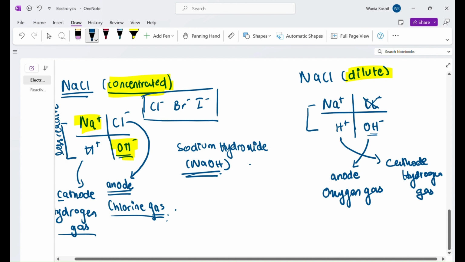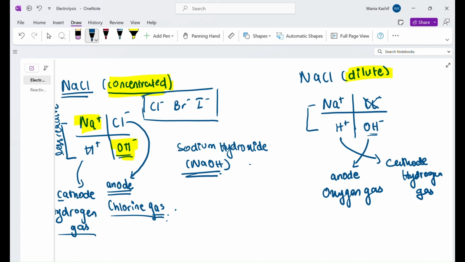This is basically the only distinction that you're going to have to work with between concentrated and dilute. In concentrated, your halides are taking part in the reaction. In dilute, your halides are not taking part in the reaction. And you will have oxygen gas forming at anode.